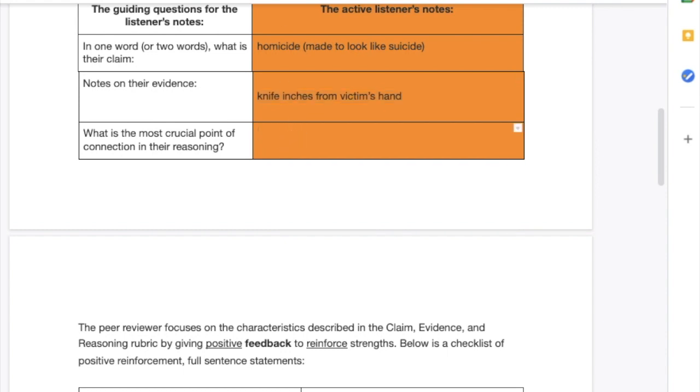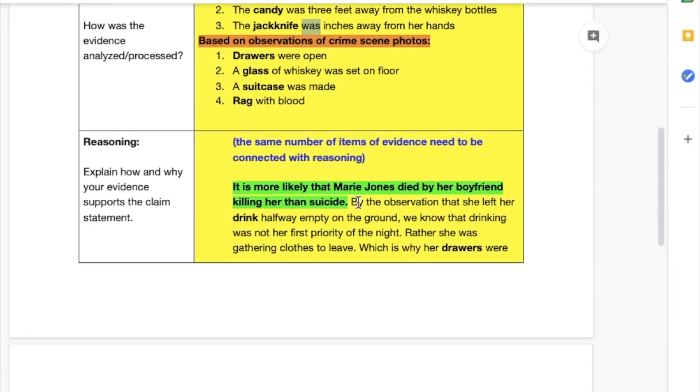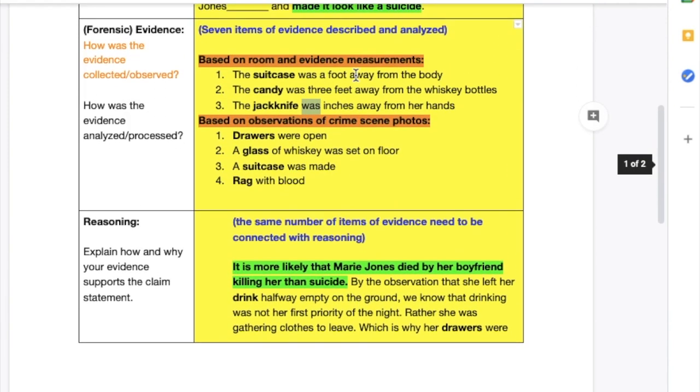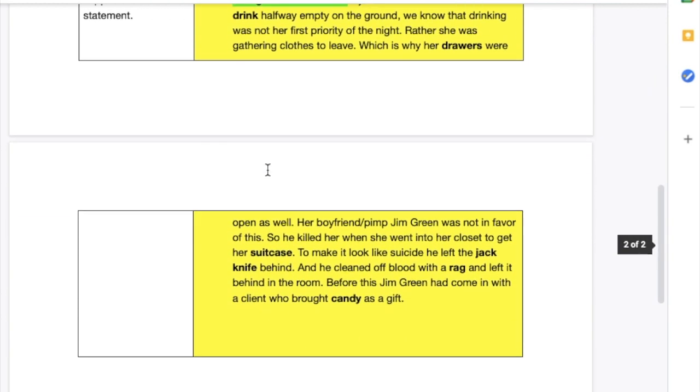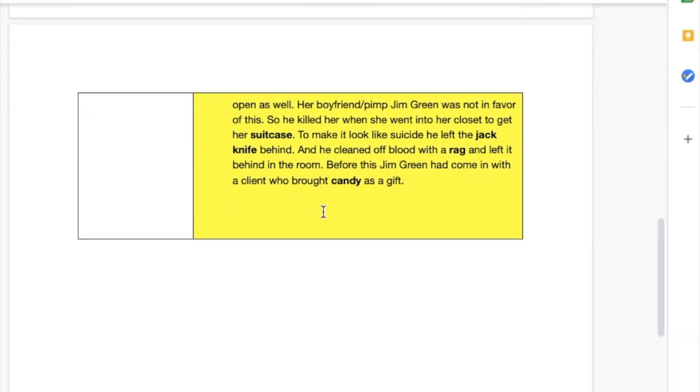And then the most crucial point of connection in their reasoning: more likely that Marie Jones died by her boyfriend killing her than by suicide. By the observation that she left her drink halfway empty on the ground, we know that drinking was not her first priority of the night. Rather, she was gathering clothes to leave. Okay, that might refer to the suitcase, but kind of missing some reasoning with regard to that analysis, and then reasoning for why her drawers were open as well. So it did connect the drawers to that scene.